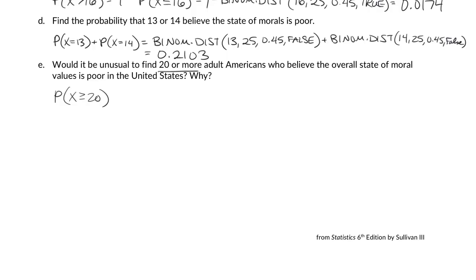1 minus for sure, and 1 minus what number? Is this one 20, or are we going to go to 19 on this one? This one's going to be 19. Because if we want it to be greater than or equal to 20, that means it can be 20. So that means we don't want it to be 19 or less, because it can be 20. So we would do 1 minus that binomial distribution of 19 out of the 25 at 45%, and this one is true.